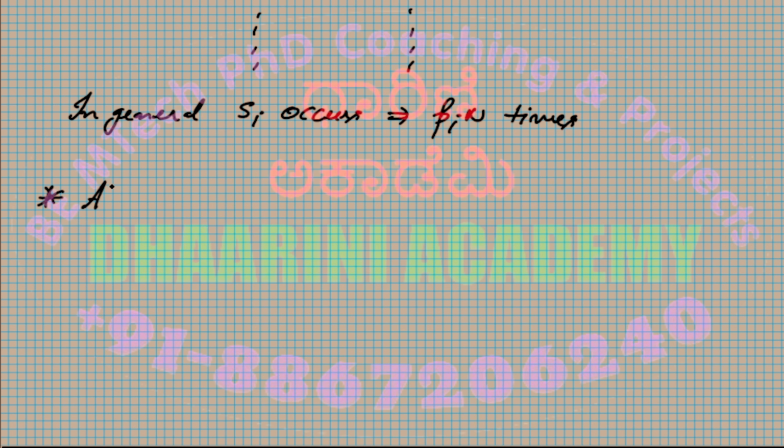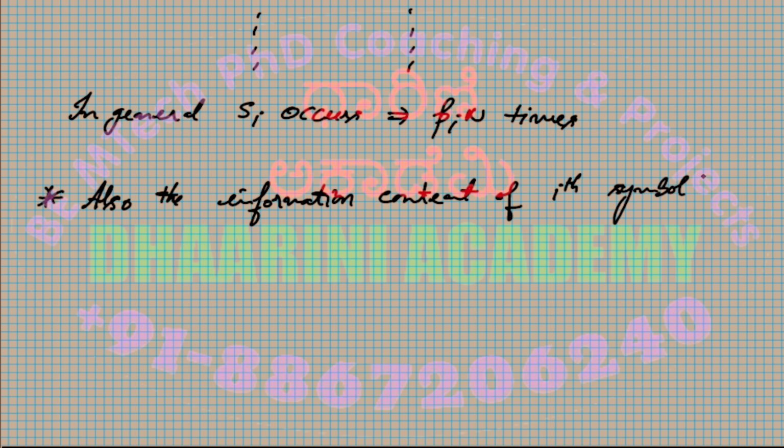Also, I'll write the information content of the ith symbol is equal to, what is that? It's simply log, let's use the bits only, log to the base 2 of 1 divided by Pi. That's fine for us, correct?